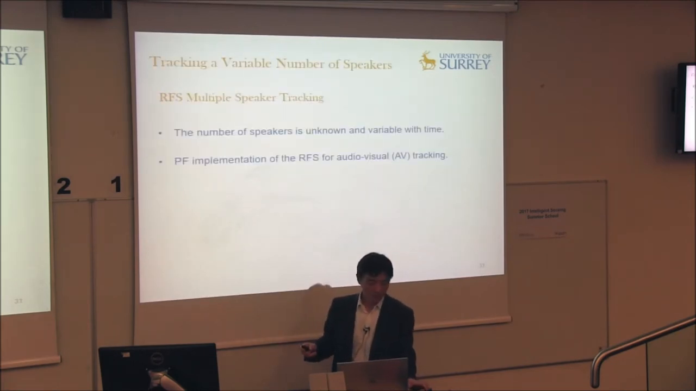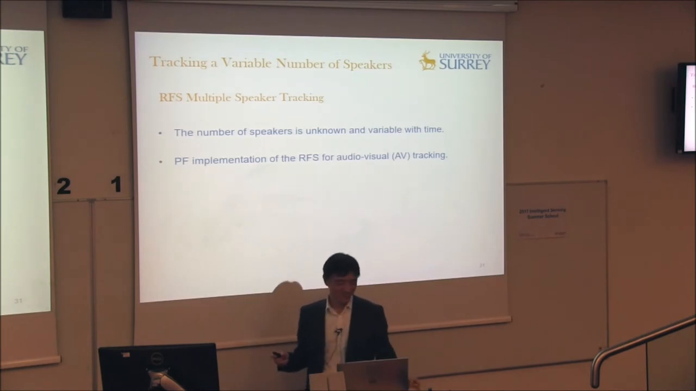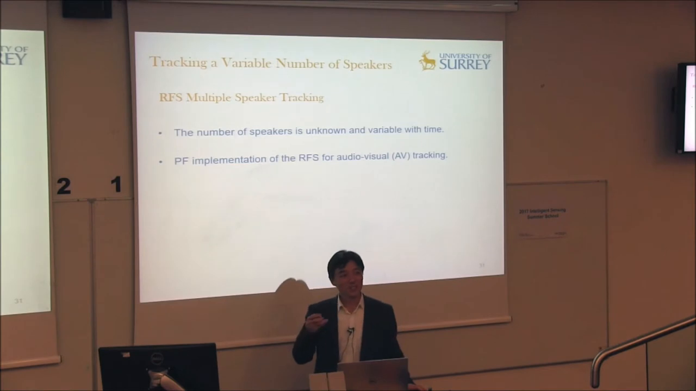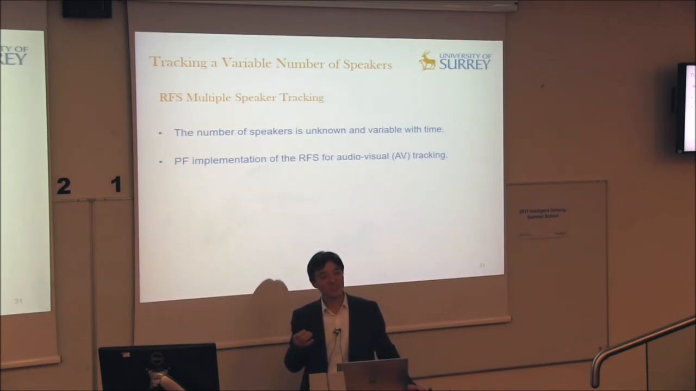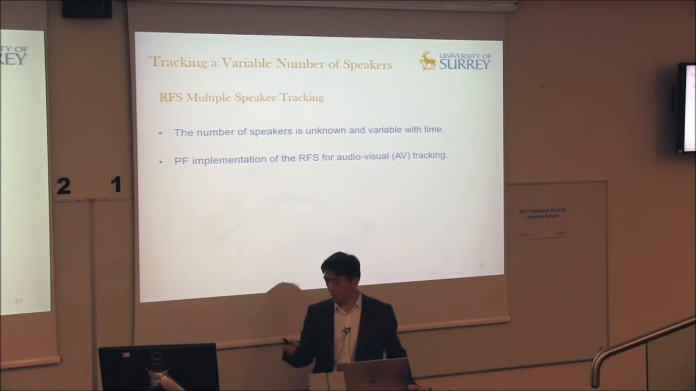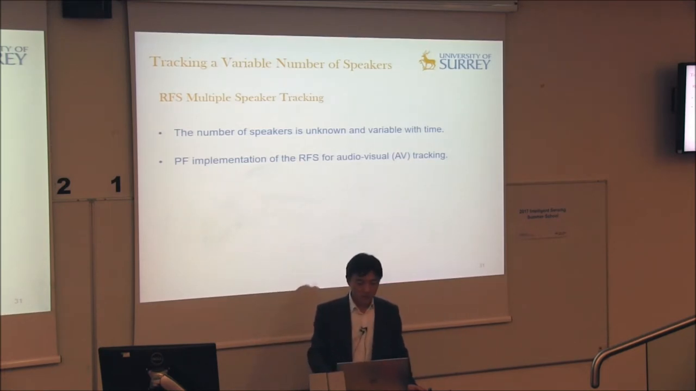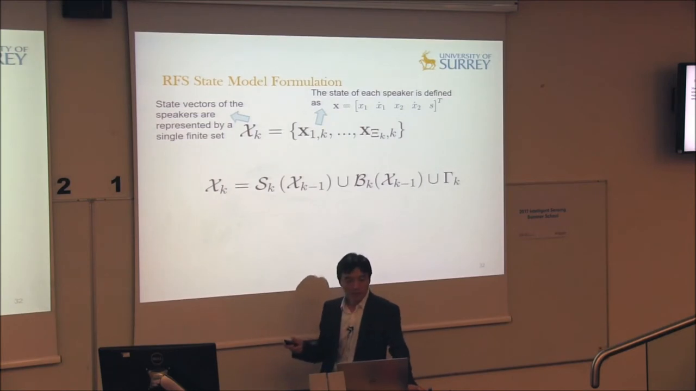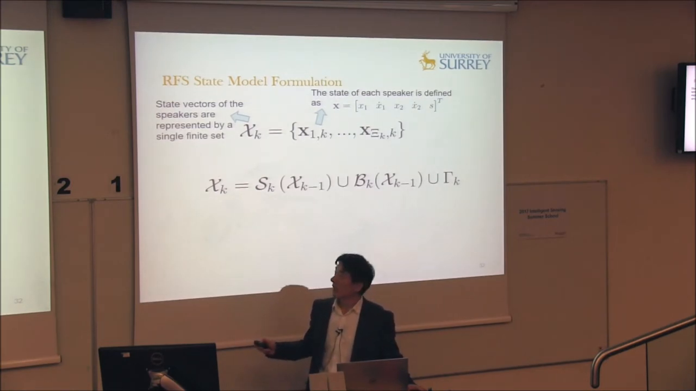So this second part of the talk, because I'm running out of time, I have to run a bit quicker. The second part of the talk is about tracking a variable number of speakers, which means in this case you have to estimate both the number of speakers as well as their states. Okay, we're using this random finite set framework. So now instead of having each speaker state that you wish to track, you have this so-called random finite set. Here k is a time step, and this sigma k is actually the number of targets or speakers that needs to be estimated.